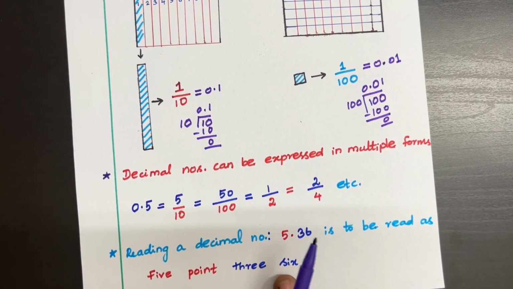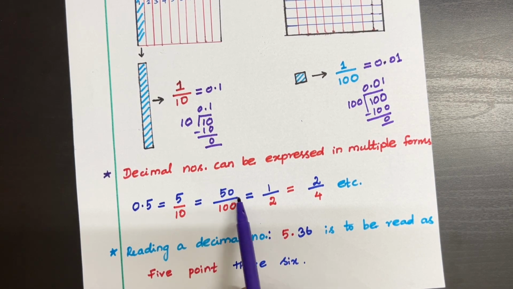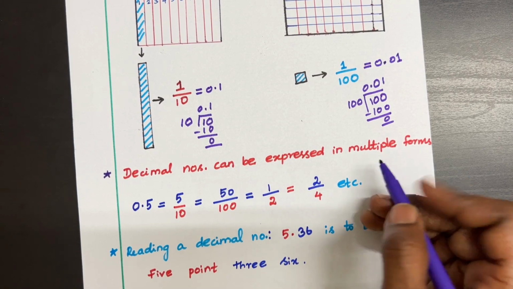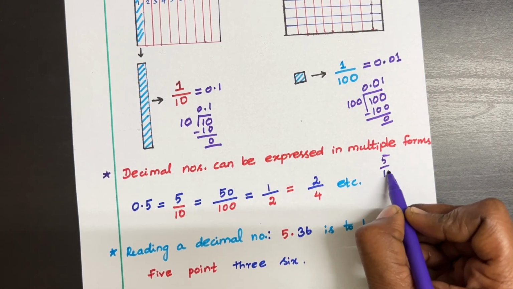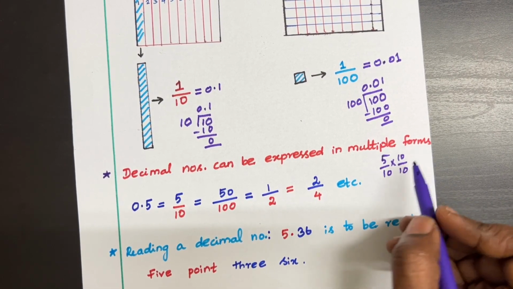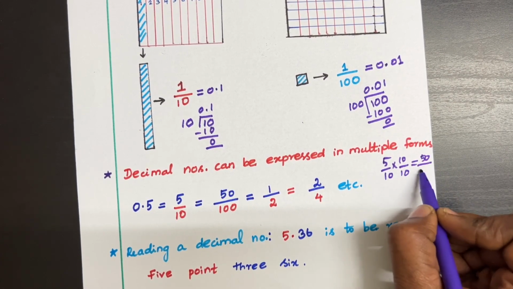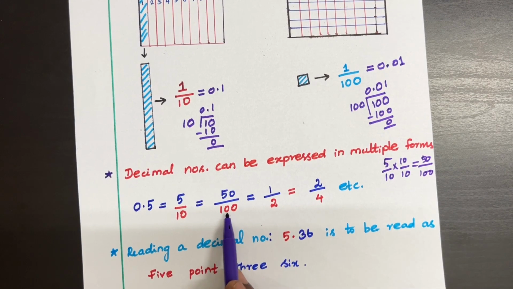Decimal numbers can be expressed in multiple forms. See, 0.5 can be written as 5 divided by 10. We need to count the number of digits after the decimal. Only 1. So just give this whole number, 5 divided by 10. This is equal to 50 by 100. We can take the equivalent fraction 5 into 10 by 10. Equivalent means we need to multiply and divide with the same number. So this is nothing but 50 divided by 100. So like this we can do.